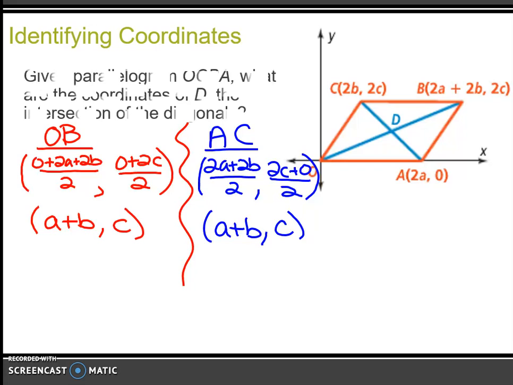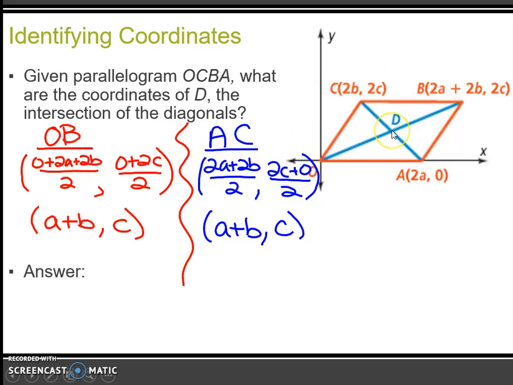So identifying the coordinates, given parallelogram OCBA, what are the coordinates for D, the intersection of the diagonals? We're just going to find this intersection right here, D. So you have a 0. This is 0, 0, right? From here to here, you need x1 plus x2 divided by 2, which is 0 plus 2a plus 2b. This is your x right here. You're going to add them and divide by 2. So write this for the intersection here, midpoint.